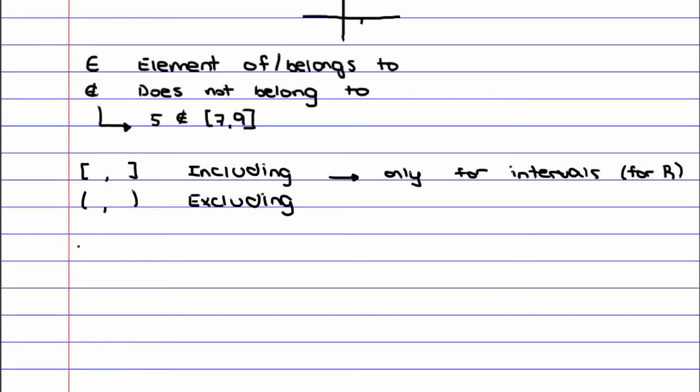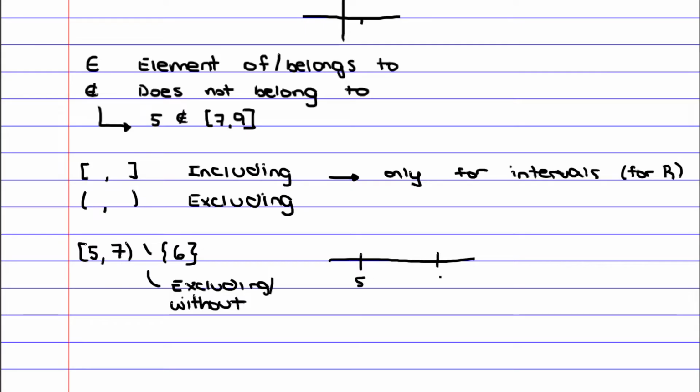And if we had something like [5, 7) with a slash 6, this here means excluding or without. On a number line, you could represent this by taking everything from 5 to 7, including 5, so you can make that a closed circle, and 7 is an open circle, and then also excluding 6, and just taking everything else. Because you're not taking all the numbers between 5 and 7, this would not be called an interval, it would just be called a set. Anything can be a set, but not all sets will be intervals. Only something very simple with no gaps in the middle can be an interval.